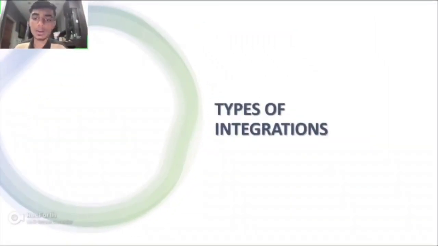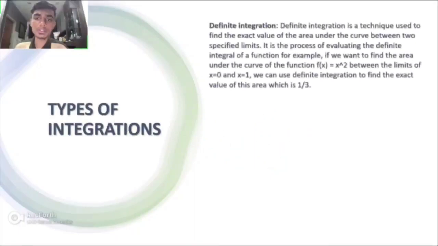Next, we are going to talk about types of integration. There are two types of integration. One of them is definite integration. Definite integration is a technique used to find the exact value of the area under the curve between two specific limits. It is the process of evaluating definite integrals of functions.